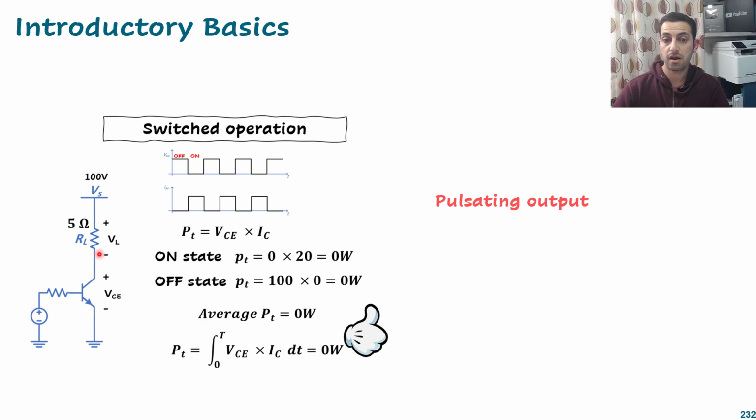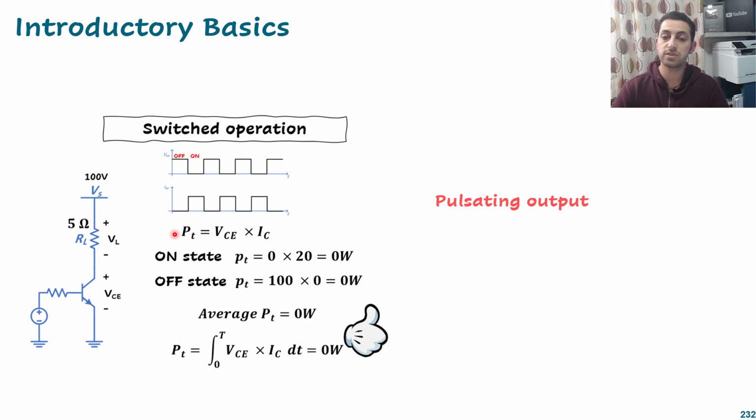But the question is, are all loads happy with this kind of pulsating output voltage and pulsating output current? The answer is no. For example, if this is a heater, it has no problem with pulsating output voltage and current, because the heater has a big inertia and takes time to respond to the pulsating. However, if we have a microprocessor here or a very sensitive load, the pulsating output is not desirable.